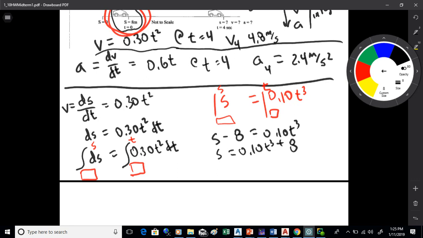Okay. So what we want to do then is plug in t equals 4. So when t equals 4, s is equal to 14.4. Okay. So that's the drill on that one.